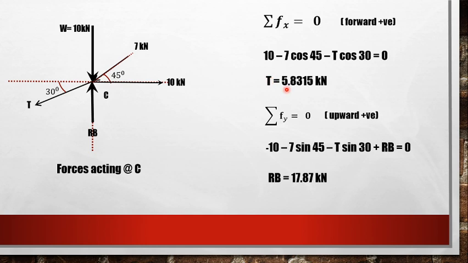So in the question they had mentioned to find out the tensile force in the rope AC. So this is the tensile force in the rope AC, which is 5.83 kilonewton, and the reaction at the contact surface between the cylinder, that is roller, and the horizontal surface Rb is equal to 17.87 kilonewton. So this is how we need to find out the forces acting on the sphere, making use of self weight and the other forces, and find out the reaction at contact surfaces.